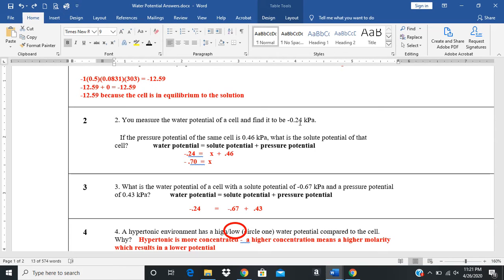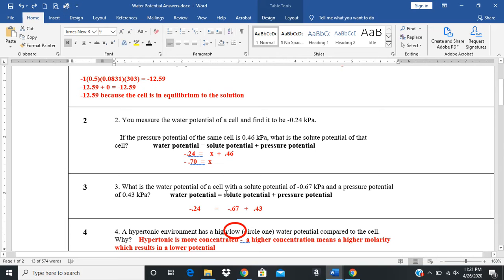So X would have to be negative 0.70, because it's your solute potential, which is right here. Negative 0.70 plus 0.46 gives you negative 0.24. If there was no pressure, your solute potential would be your water potential.